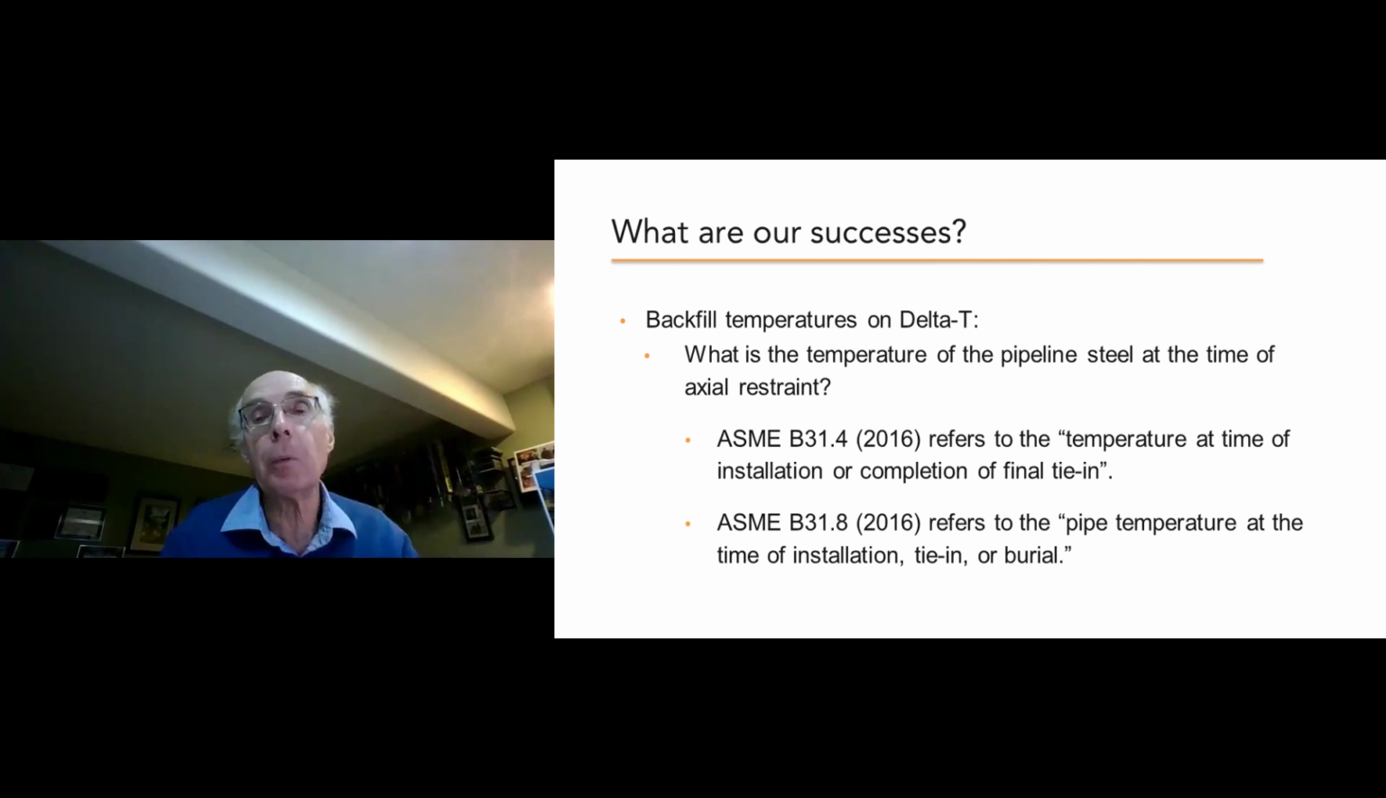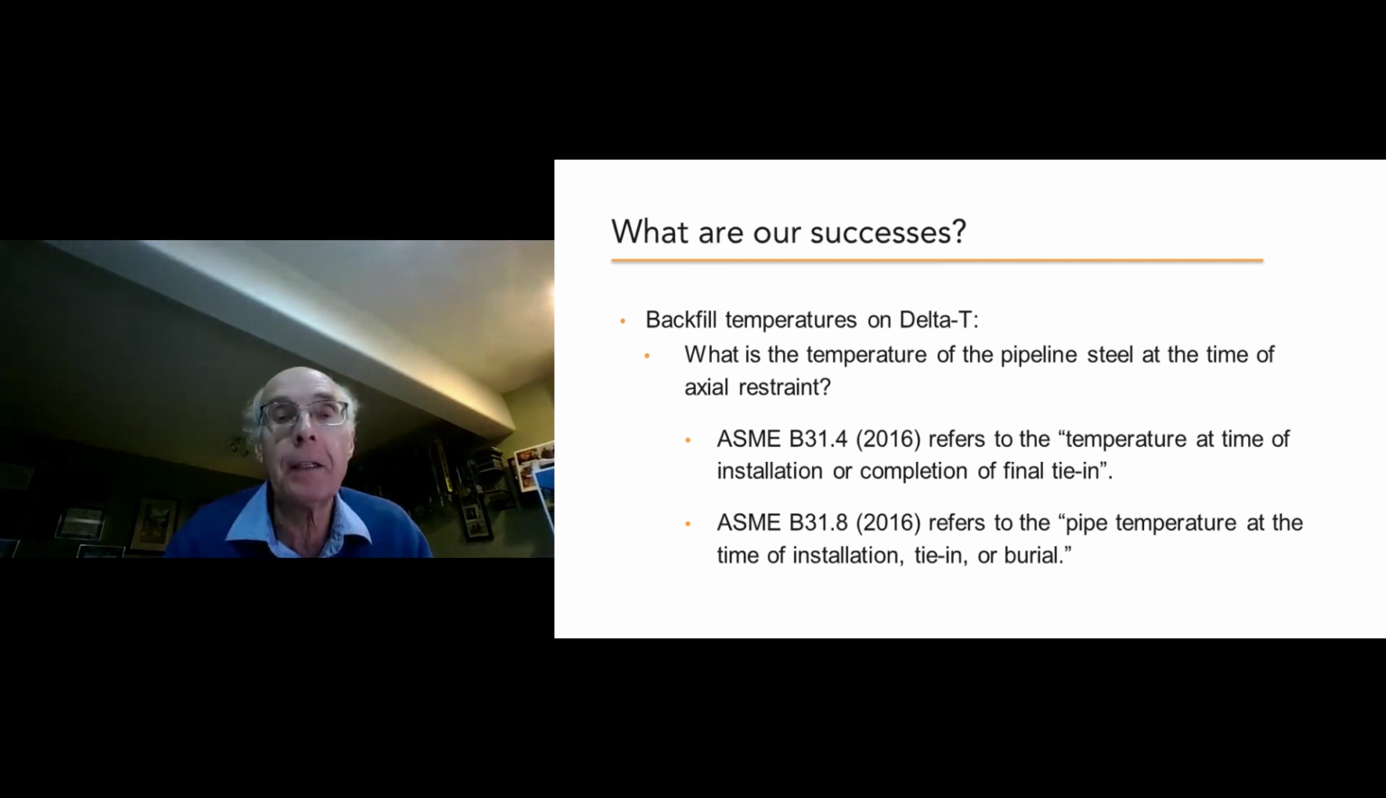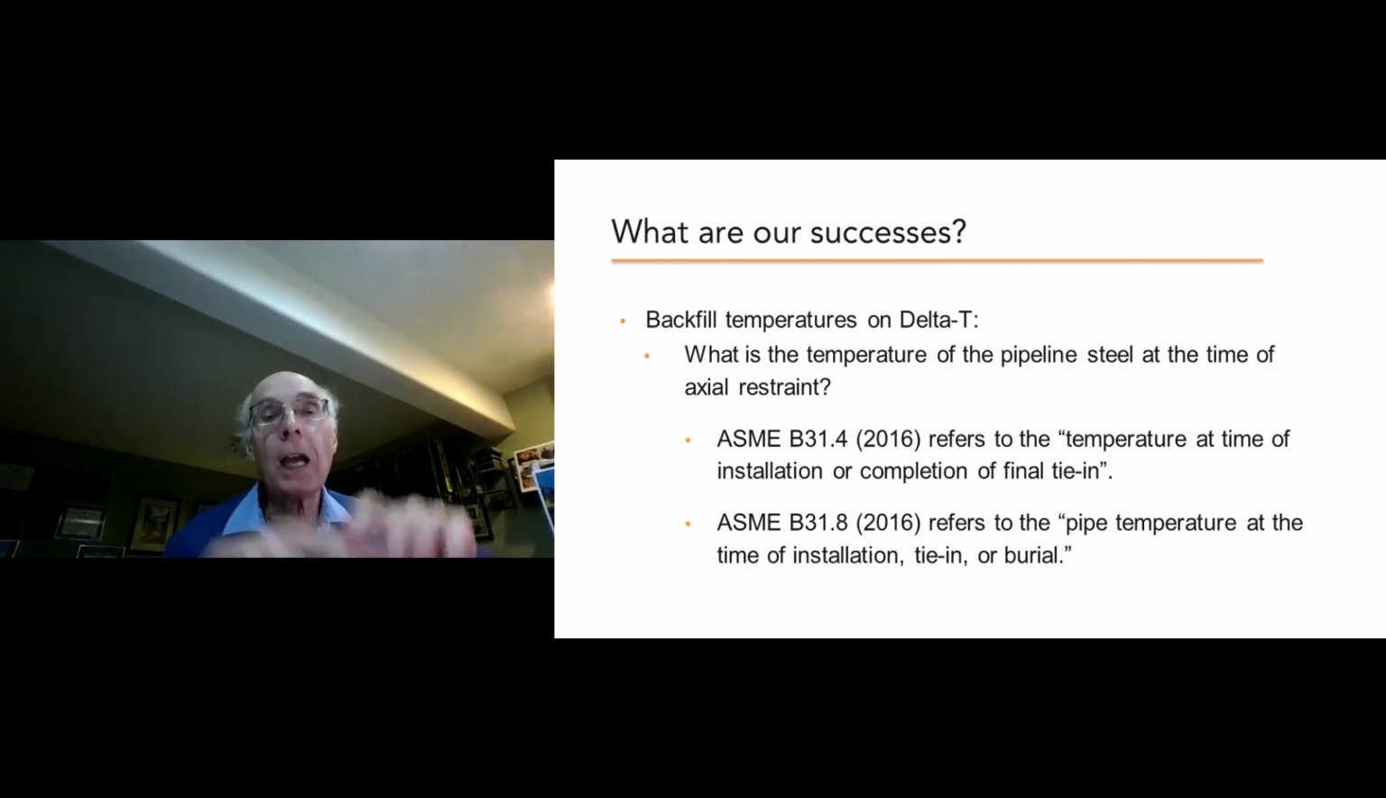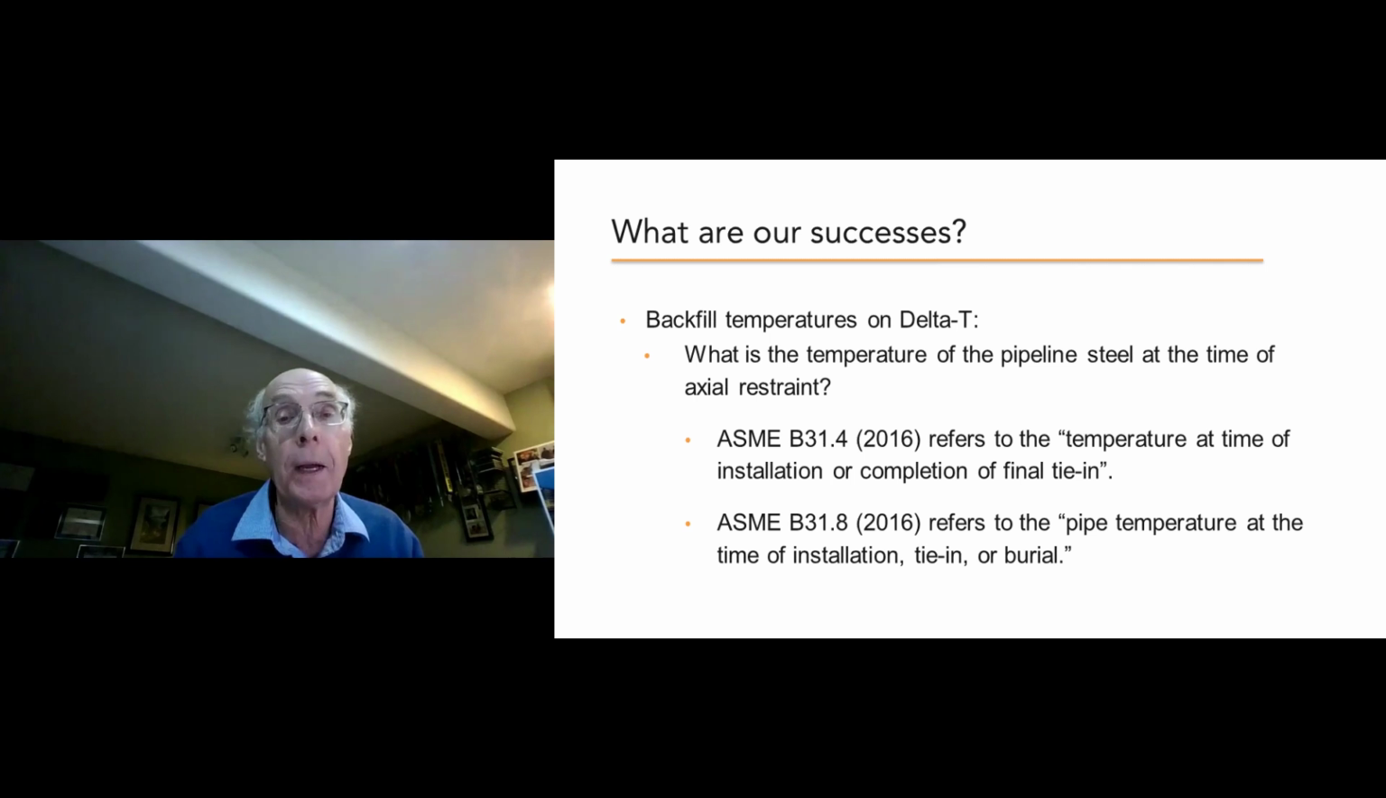Now, one of the other areas that we've been able to improve on is the behavior of backfill temperatures and the effect of backfill temperatures on the delta T. And as I said before, delta T is the difference in temperature between what the pipeline is going to operate at and what the pipeline was restrained at. So as an example, if the pipeline has a lock-in temperature of, say, minus 5, and it's got an operating temperature of plus 20, then the delta T would be 25 degrees.